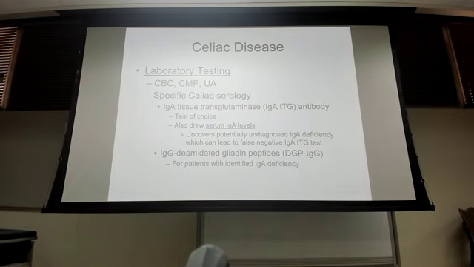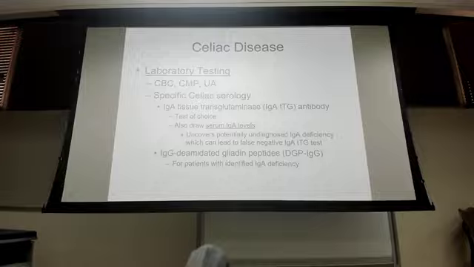But also draw with it a serum IgA, because you could get a false negative on the IgA TTG if your patient has congenital decreased IgA levels. That's why you get the total serum IgA, because your patient may have an IgA deficiency, so it's going to give you a false negative. So those two go together. When you're looking for the IgA TTG, make sure that your patient has normal IgA levels.